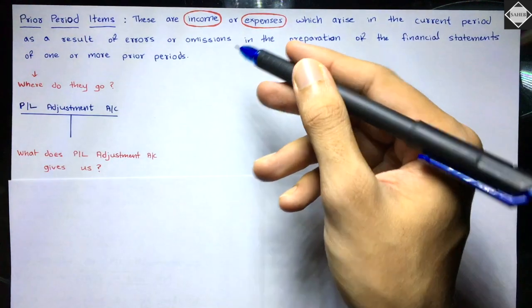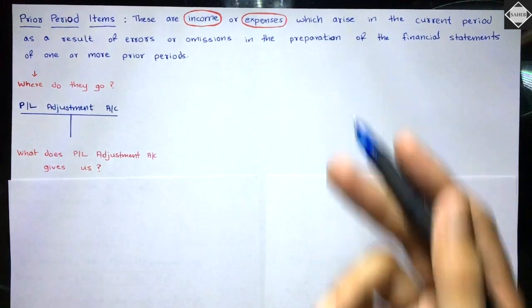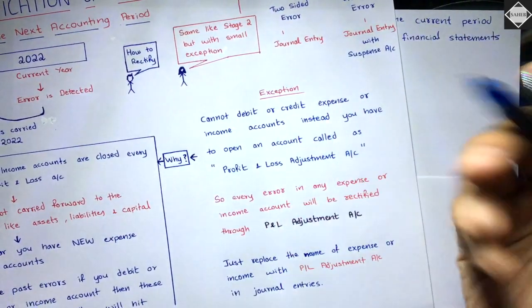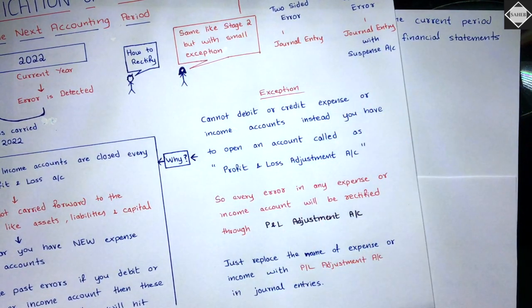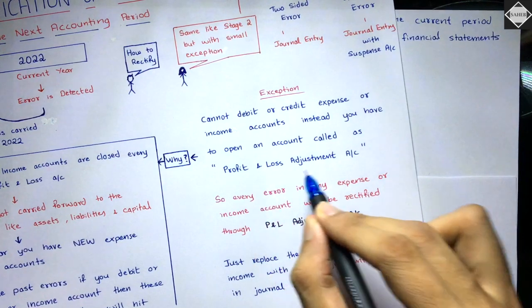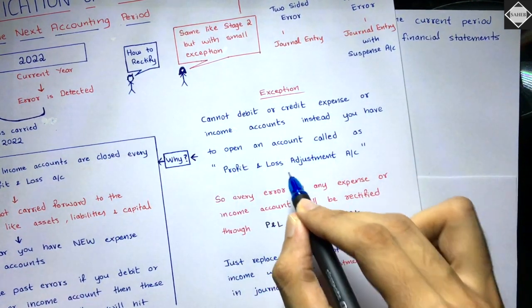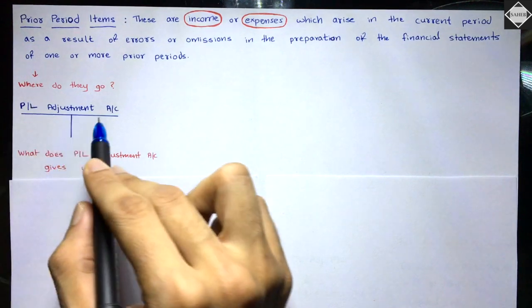So what happens to these? They just go to the profit and loss adjustment account. As I said, it's the same thing. We are not taking expense or income account while rectifying these errors. Whenever we have errors in expense or income, we use the profit and loss adjustment account. So they are going into this account, profit and loss adjustment account. Is that clear? You will practically see this. Don't worry.